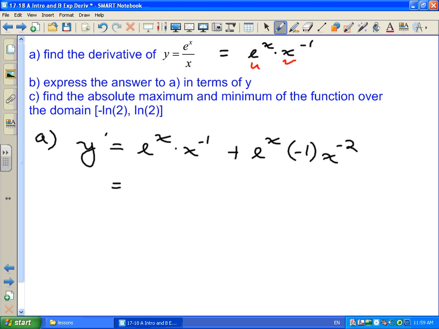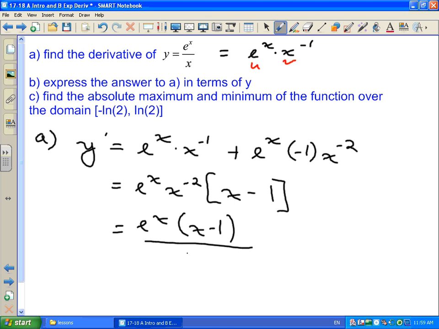What should we do with this thing now? Okay, so we can factor out e to the x and x to the negative 2, which is going to leave us with x plus, oh, and it's going to be minus because that negative 1, so x minus 1. So this thing we can rewrite as e to the x, x minus 1, all over x squared.